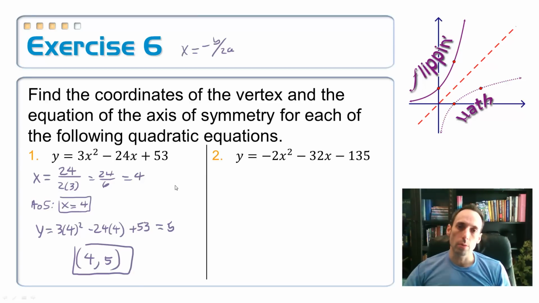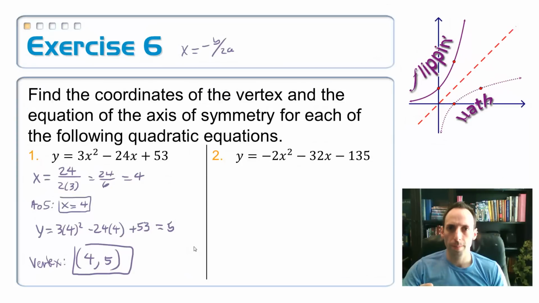Now look at problem 2 over there. Guess who gets to do that one? You do. So go ahead and pause right now and give that one a try. Check to see if this is what you got.